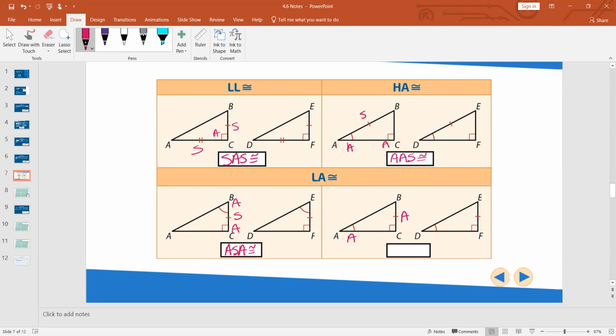Oh, sorry, I did that wrong. Angle, angle, side, because it's opposite that leg. But we'll still be able to prove congruency. So this one is the angle-angle-side theorem.